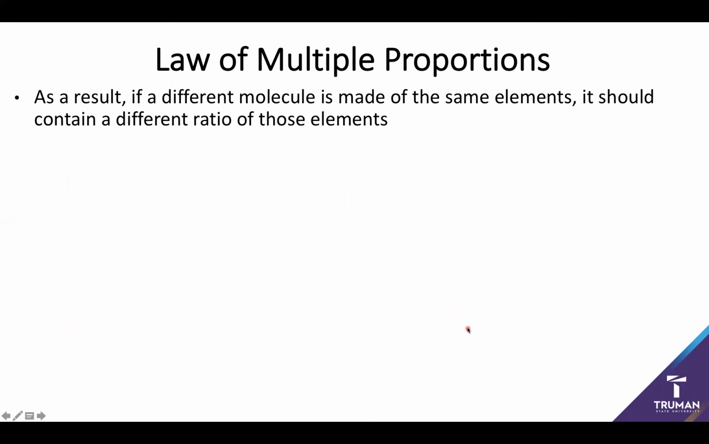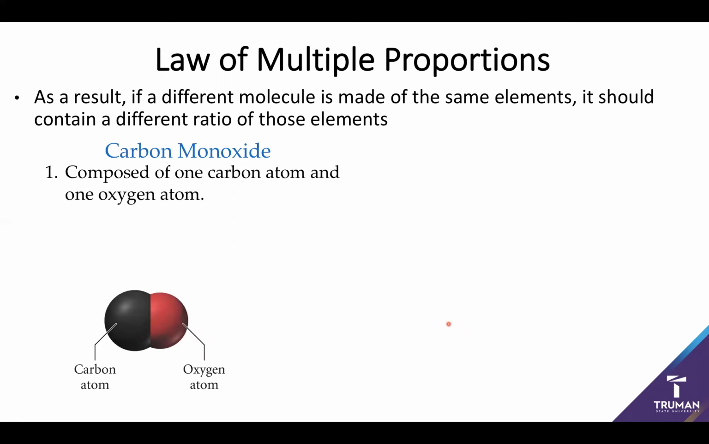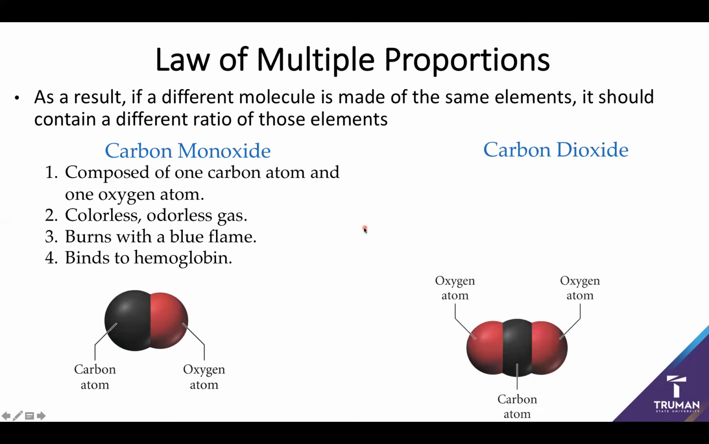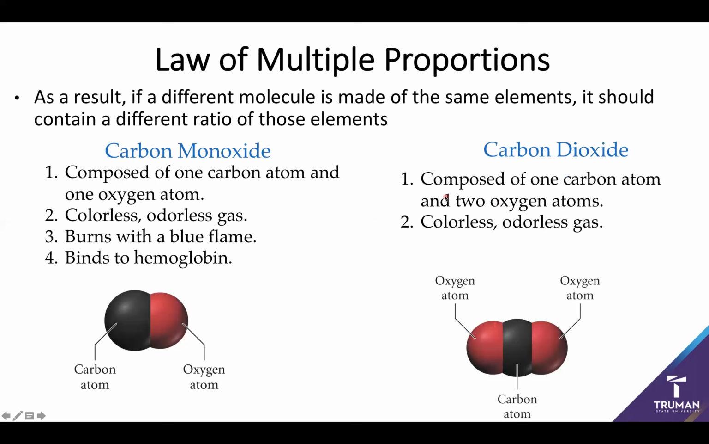And what this said is that if I have a different molecule that's made of the same elements, so carbon and oxygen, it should contain a different ratio of these elements. So for example, carbon monoxide has a ratio of 1 carbon atom and 1 oxygen atom. It's colorless, odorless. You can go ahead and burn it with extra oxygen. It produces a blue flame, and it binds to hemoglobin and causes death. Carbon dioxide, however, has a ratio of 1 carbon to 2 oxygen atoms, still colorless and odorless, and still a gas, but it doesn't actually burn. And most importantly, it doesn't bind to hemoglobin. So it isn't nearly as toxic as carbon monoxide.